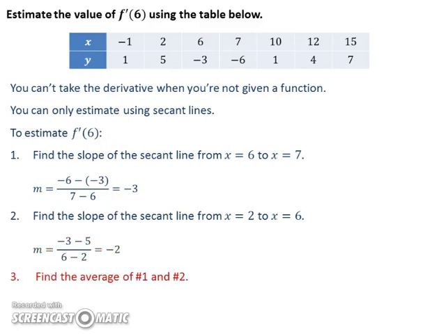Now you can find the average of those two. Average means add them up and divide by how many there are. In this case, -2 and -3 makes -5, and then divide by 2. So it's -5/2. That would be a close estimate of what we could expect the tangent line to look like. It's rough, but it's the best we can do when you're just given points. So find the slope of a secant line of the point to the right and the point to the left, the two closest points, and then take the average of that.